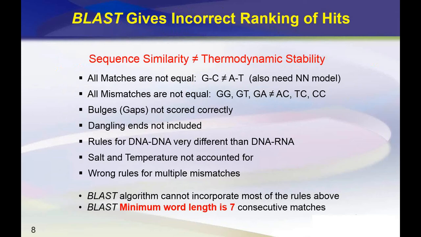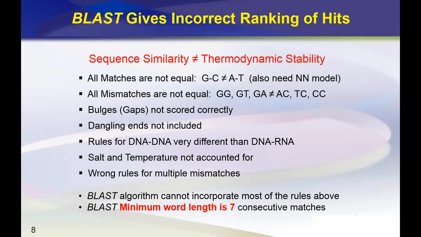All right. In addition, BLAST does not include the effects of dangling ends or different sequence types. So hybridization involving DNA versus RNA are not accounted for, nor are salt and temperature effects and multiple mismatches. All of those are considerations that make the scoring of BLAST compromised for the application of finding cross-hybridization. Now, furthermore, maybe the most important is that BLAST has a minimum word length. That word length means that every hit must have at least 7 consecutive perfect matches. If there's even one mismatch in that window of 7, the word length of 7, then BLAST will completely ignore the hit.